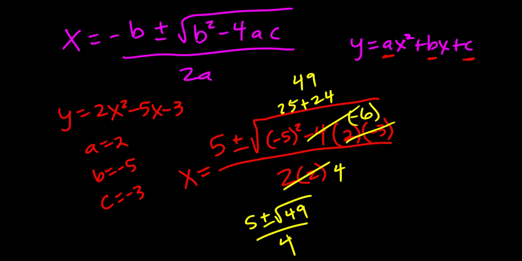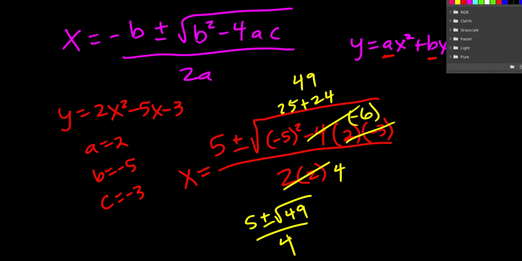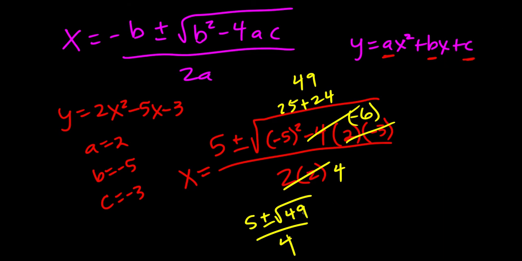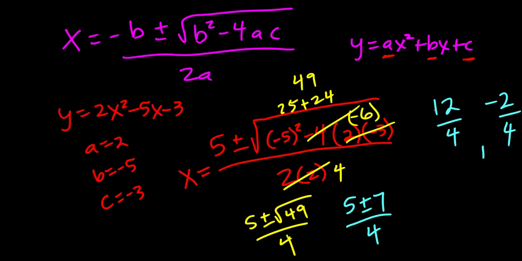Now in this one we were lucky enough to have a perfect square under the square root. So the square root of 49 is 7. And then remember, plus or minus is just that. First we treat it as a plus sign, then we treat it as a minus sign. So I'm going to say 5 plus 7, and that gives me 12, and it's over 4. And then 5 minus 7, which gives me negative 2 over 4. If I simplify both of those, I simplify this one, I get a 3. And then if I simplify this one, I get a negative 1/2.